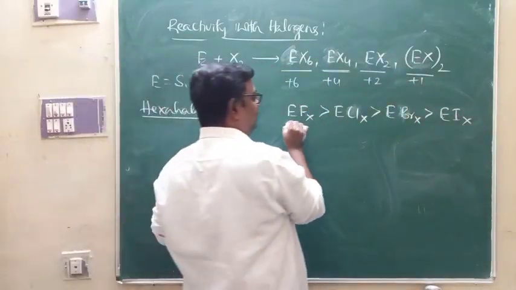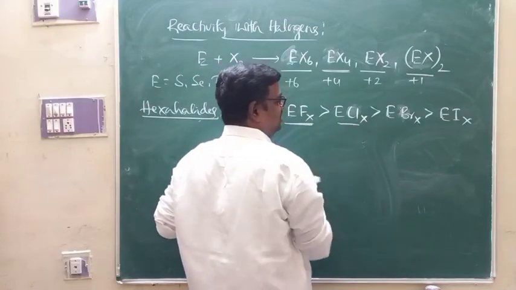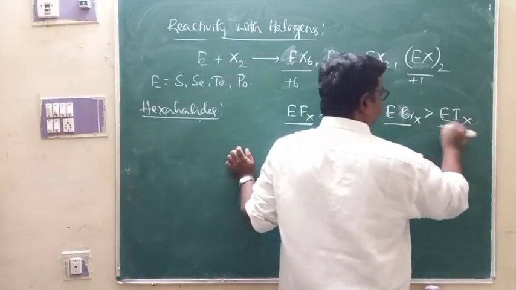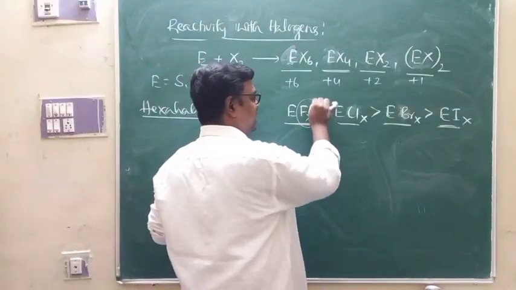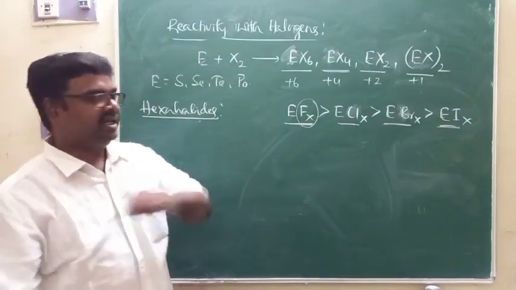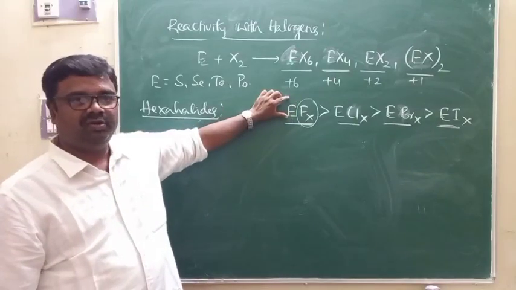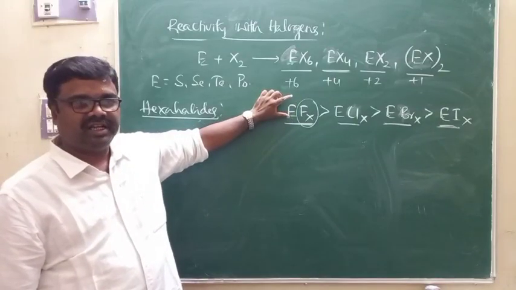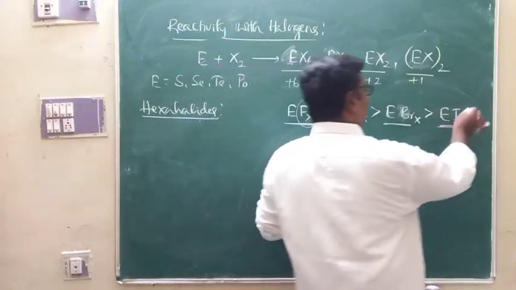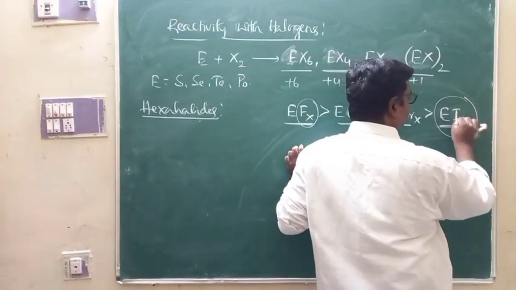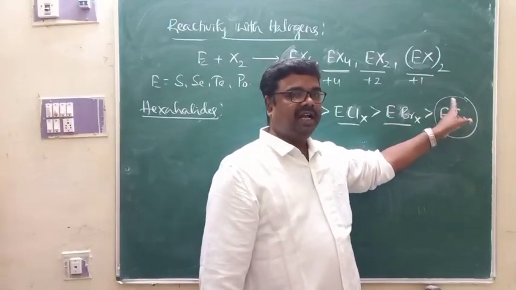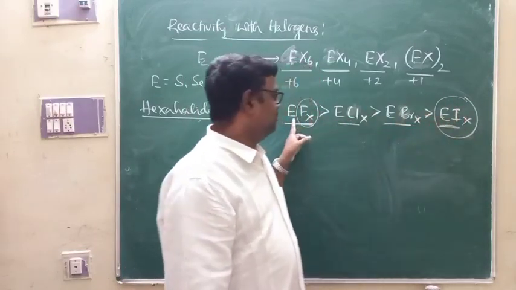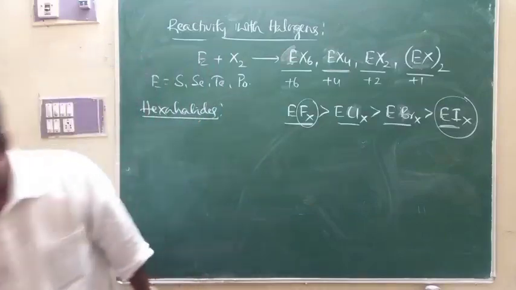Among the halides, fluorides are more stable than chlorides, chlorides more stable than bromides, and bromides more stable than iodides, because of the high electronegativity of fluorine. It can form a strong bond with a group 16 element because of its high electronegativity, whereas iodine, with the least electronegativity and big size, forms a weak bond. Therefore, iodides are least stable, and fluorides are highly stable.